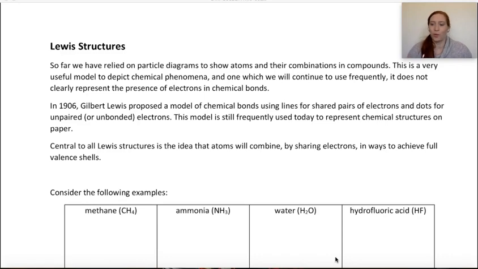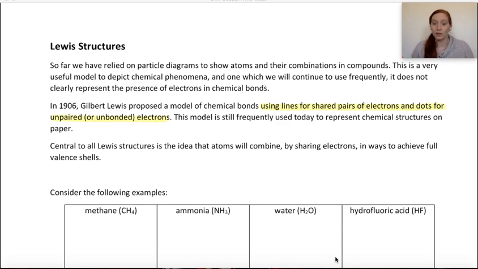So far, when we've been representing compounds, we have been using particle diagrams. While they have served us very well, and we will continue to use them throughout the rest of the year, they really don't do a very good job of representing the presence of electrons and chemical bonds in structures. So Lewis structures are named after Gilbert Lewis, who in 1906 came up with this model for using lines to represent shared pairs of electrons and dots for unpaired or unbonded electrons. This is what we're going to do to represent our chemical structures on paper.